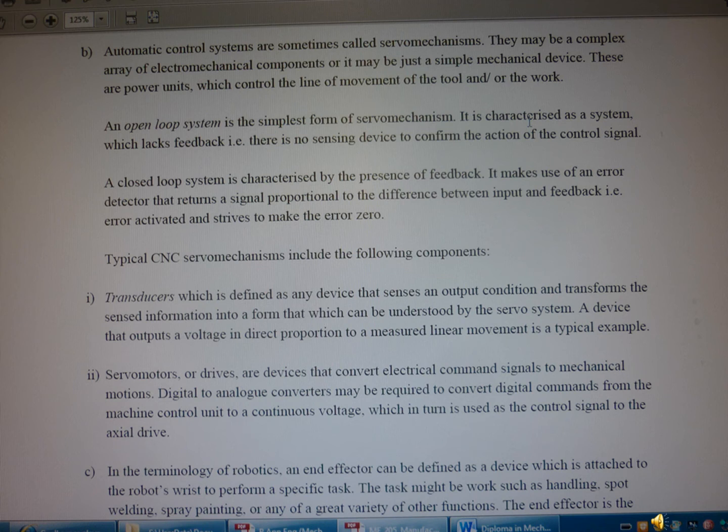A closed loop system is characterized by the presence of feedback. It makes use of an error detector that returns a signal proportionate to the difference between the input and the feedback. The error actuates and tries to make the error zero.